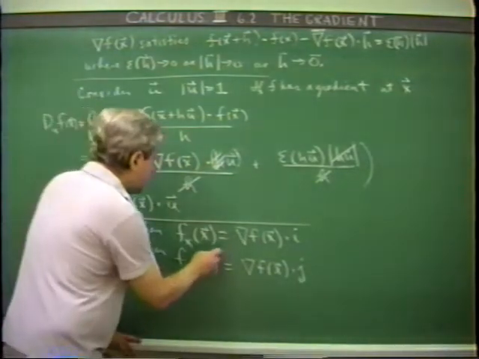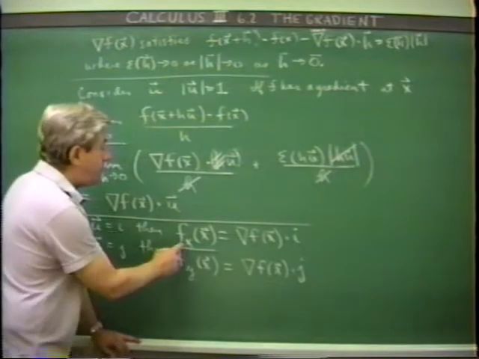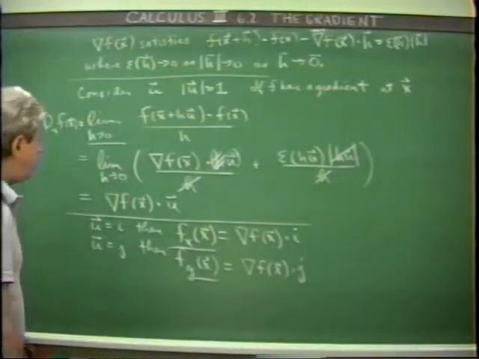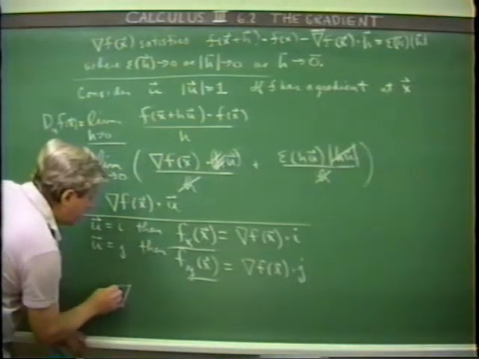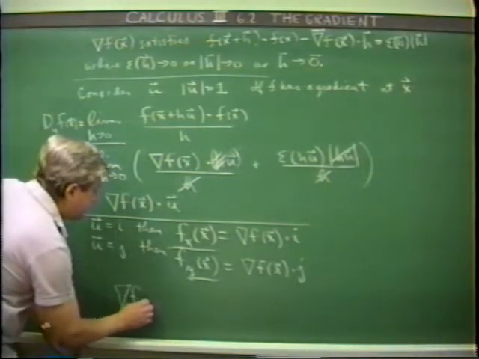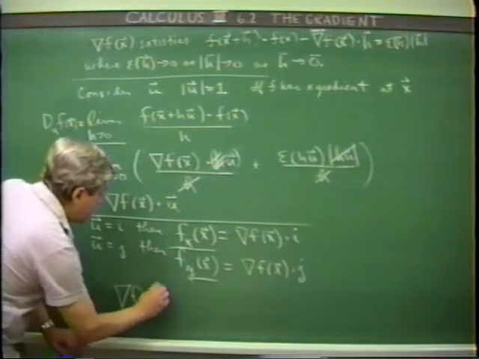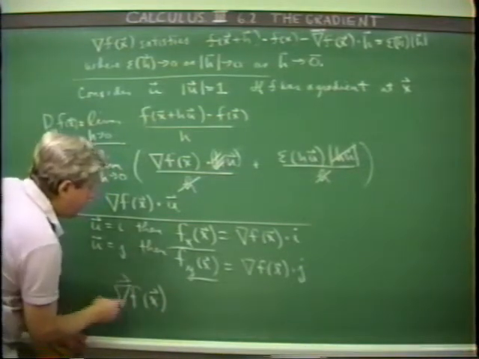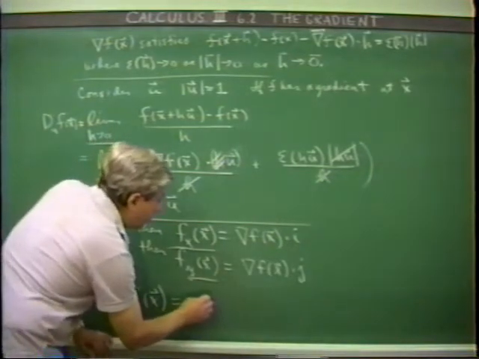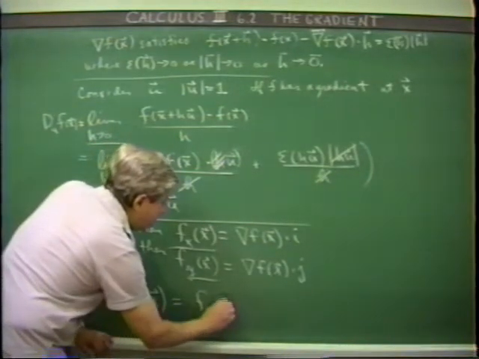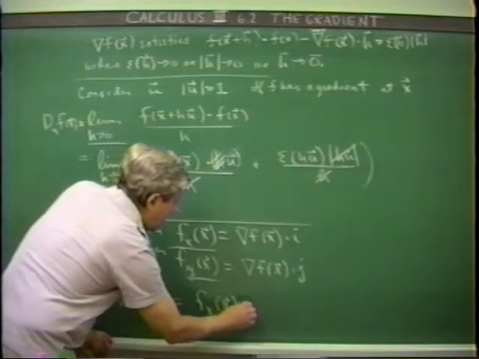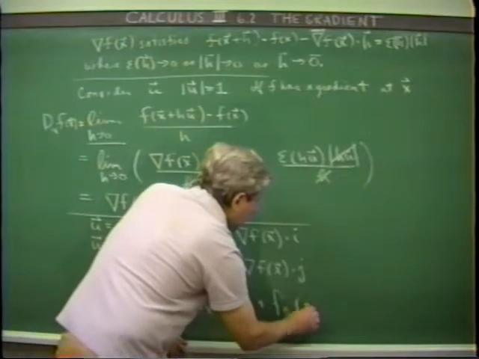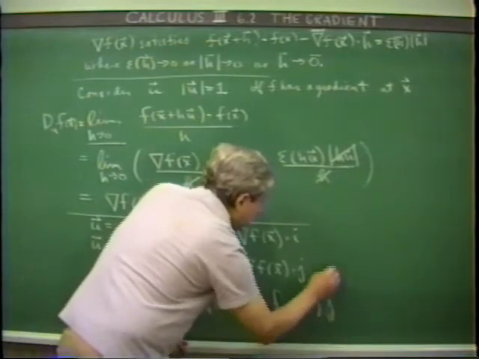What this says is that if f has a gradient, then the partial with respect to x is its i component, and the partial with respect to y is its j component, so that consequently the gradient of f at a point x, right, is a vector which is going to be equal to, if it exists, the partial with respect to x at that point, i, plus the partial with respect to y at that point, j.